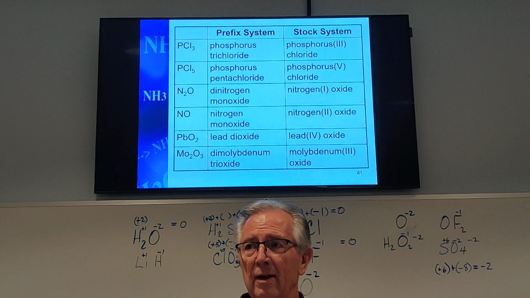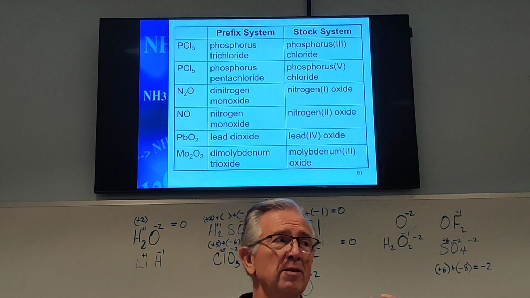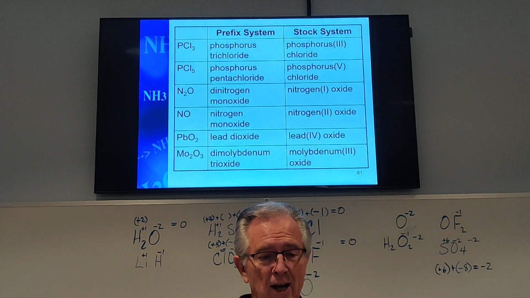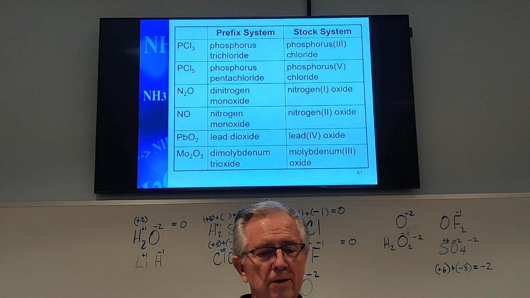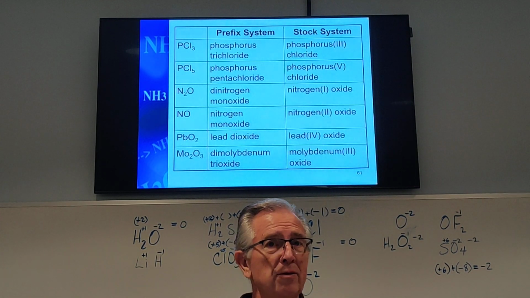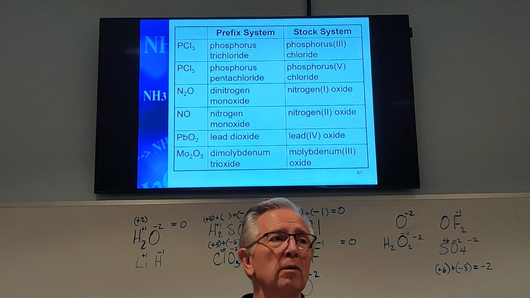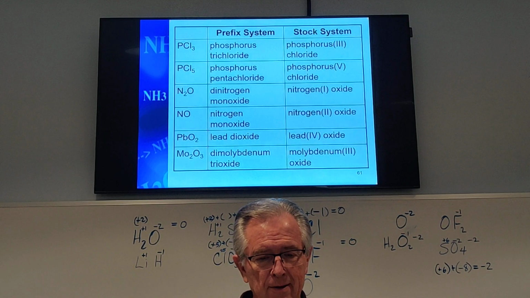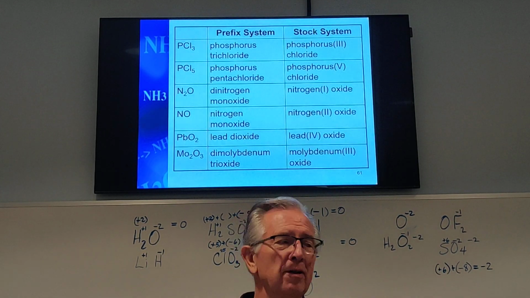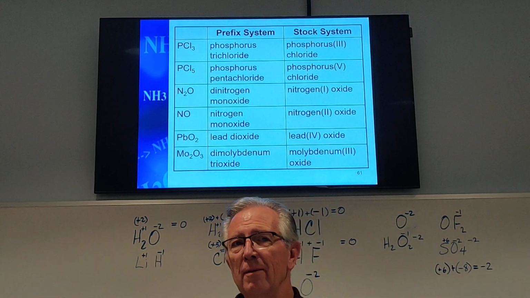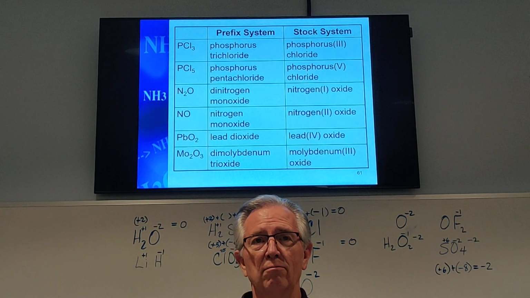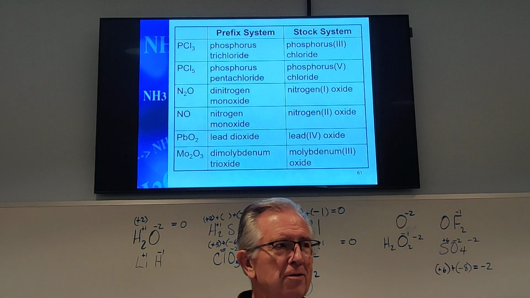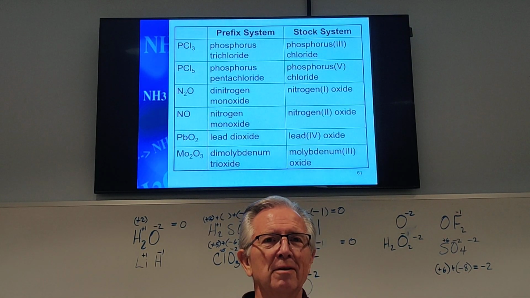The third one has more than one N, so we have to say how many. We're going to say di. So dinitrogen monoxide. Next one, I don't have to have a prefix because there's only one N in NO. So it's nitrogen monoxide. Notice there's always a prefix on the second name, only a prefix on the first name if there's more than one. That's kind of the general rule. Now, the stock naming system is a little harder on these, isn't it?